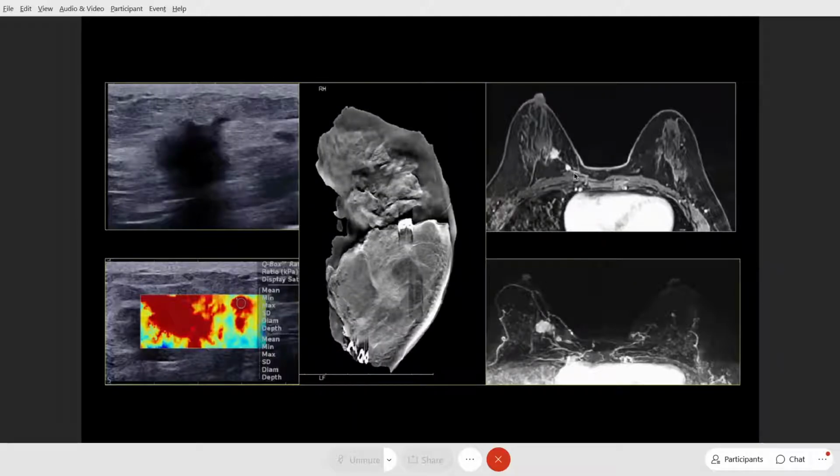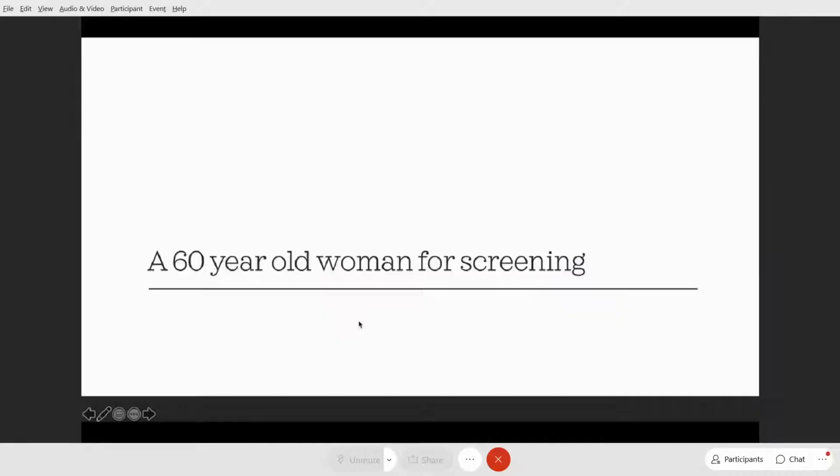And this is the specimen mammogram post lumpectomy, which actually shows the index lesion, and this is the little lesion which we had picked up on ultrasound.